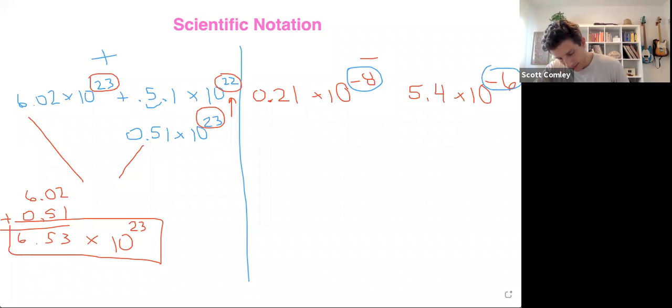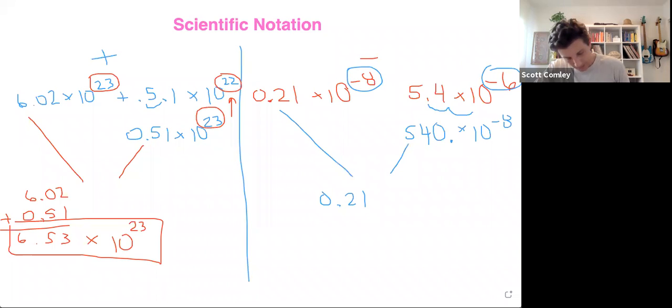Right now, negative 6 means I'm going to move the decimal over 6 times to the left because it's making the number smaller. Well, instead of moving it 6 times to the left, let's say we want to move it 8 times to the left. So we're going to hold it back twice. So that would be 540, and the decimal would be there, times 10 to the negative 8th. And now they match. So let's bring down our coefficients. 0.21 minus 540.